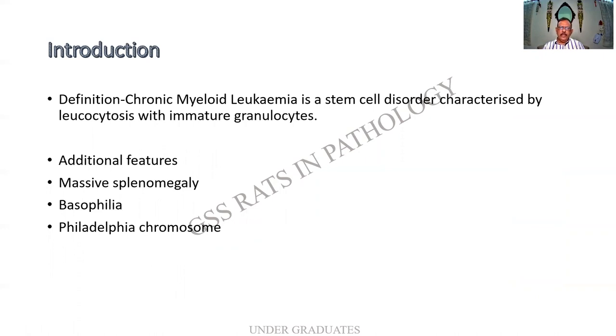Definition. Chronic myeloid leukemia is basically a stem cell disorder. Please understand this word, stem cell disorder, characterized by leukocytosis with immature granulocytes. But it is a stem cell disorder. I shall be explaining what it is. And what are the additional features? There can be a massive splenomegaly, basophilia, and a chromosomal abnormality called the Philadelphia chromosome. These we should be having in mind, and that is our introduction to CML.